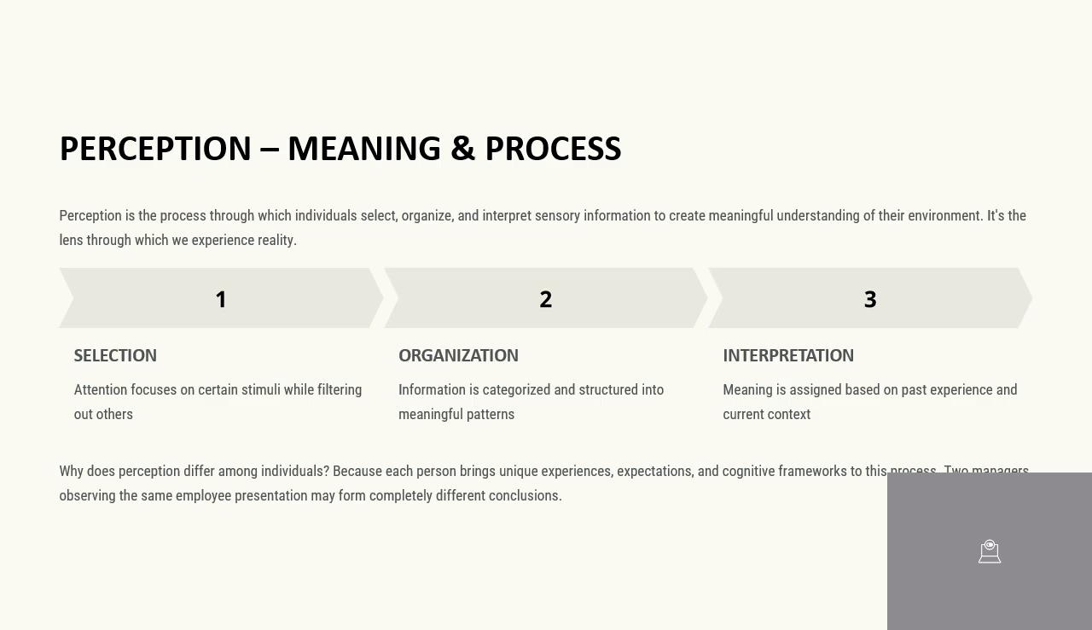Now, perception is the lens through which we see reality. It has three factors to be considered: first is selection, second is organization, and third is interpretation. Selection means attention focuses on certain stimuli while filtering out others. Focus goes on certain things, not intentionally, but we filter. Organization means the information is categorized and structured into meaningful patterns. Interpretation means meaning is assigned based on past experience and current context as well.